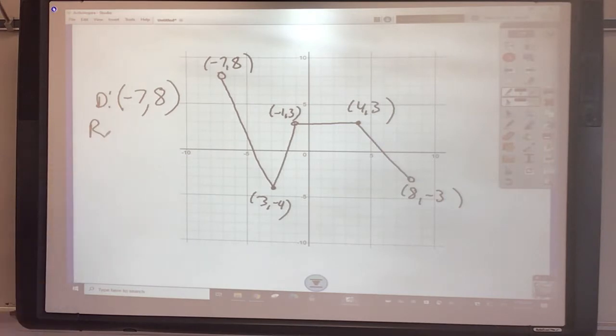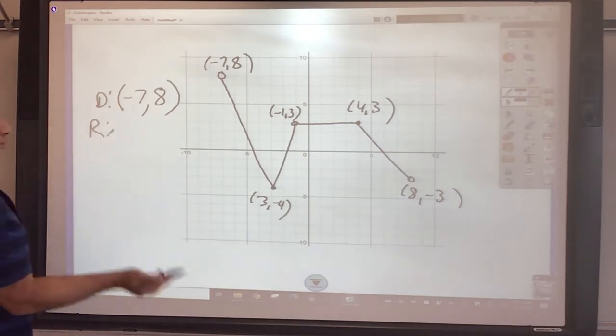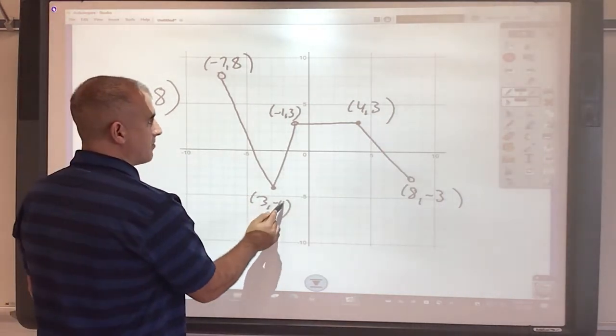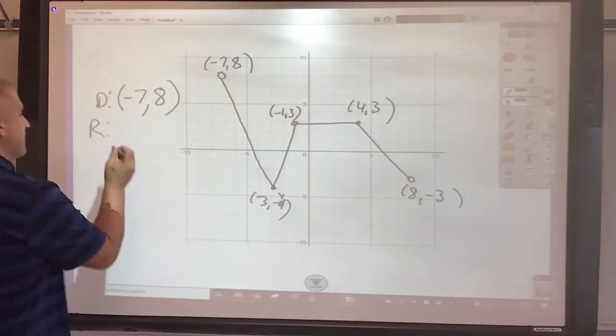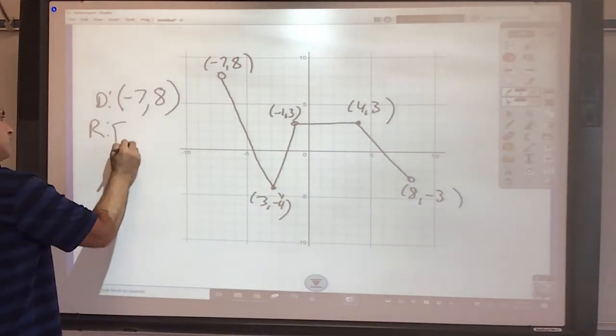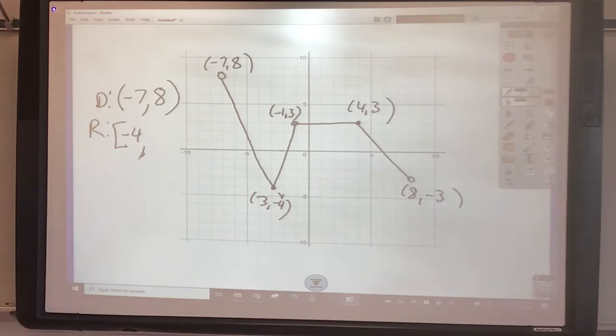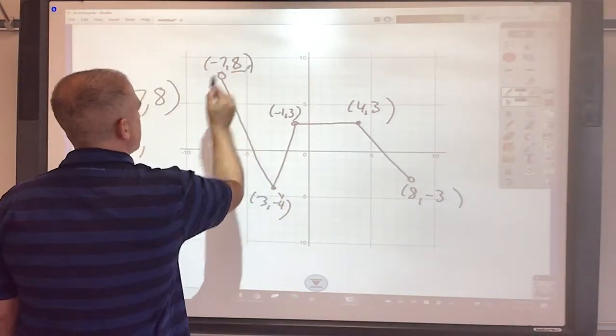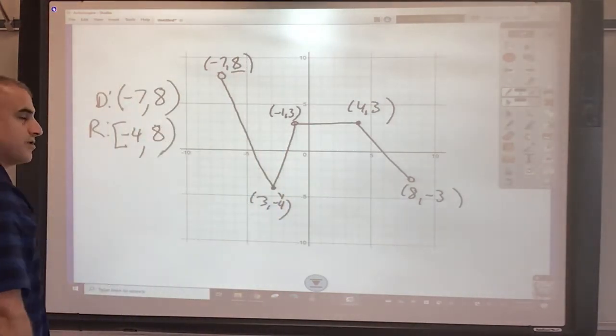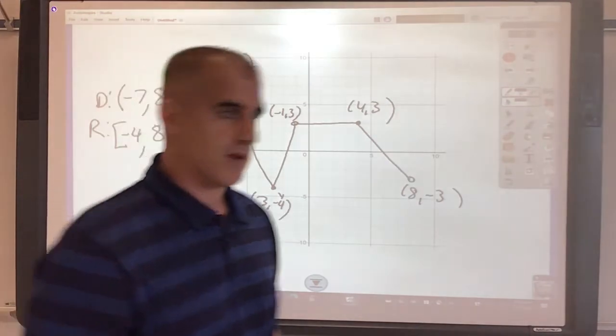My range, okay? Now I'm looking for y values. The smallest y value here is -4. Since that is a closed circle, I would use a square bracket there. And then my biggest y value is also going to be 8. Since it's an open circle, it would be a curved bracket, like that.